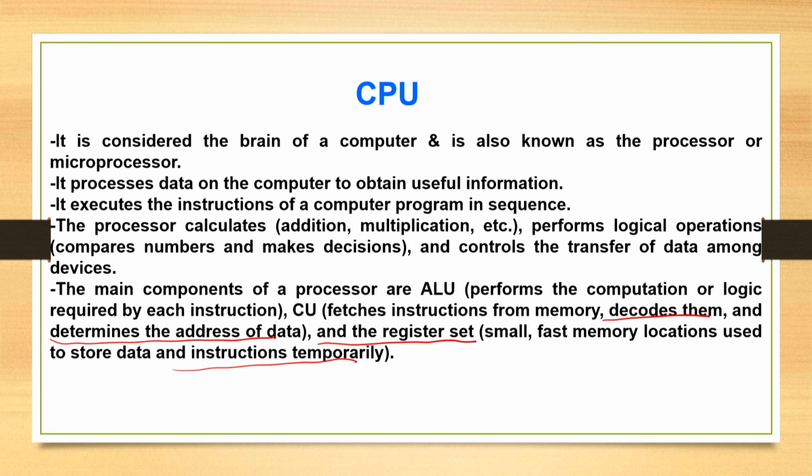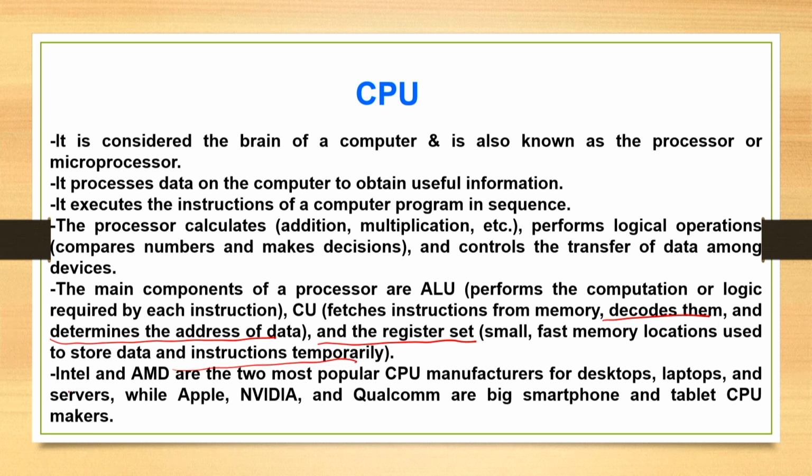So this was about the Central Processing Unit, that is the CPU. Nowadays, you might have heard about Intel and AMD. These are the two most popular CPU manufacturers for desktops, laptops and servers, while Apple, Nvidia and Qualcomm are the big smartphone and tablet CPU makers.